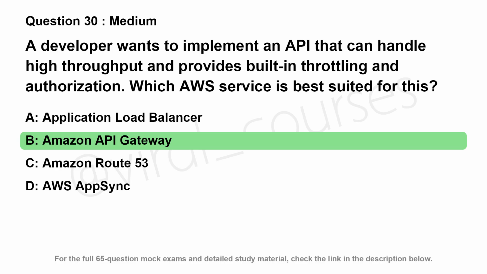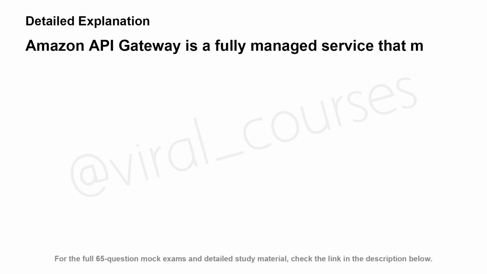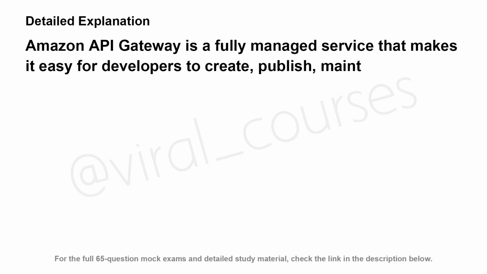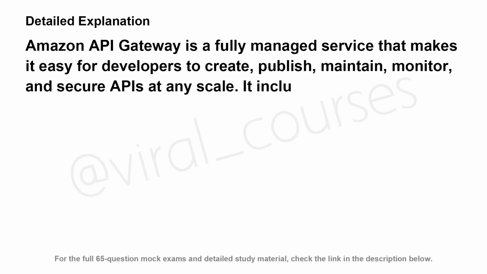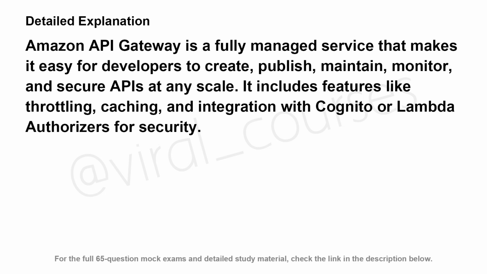The correct answer is B. Amazon API Gateway is a fully managed service that makes it easy for developers to create, publish, maintain, monitor, and secure APIs at any scale. It includes features like throttling, caching, and integration with Cognito or Lambda authorizers for security.